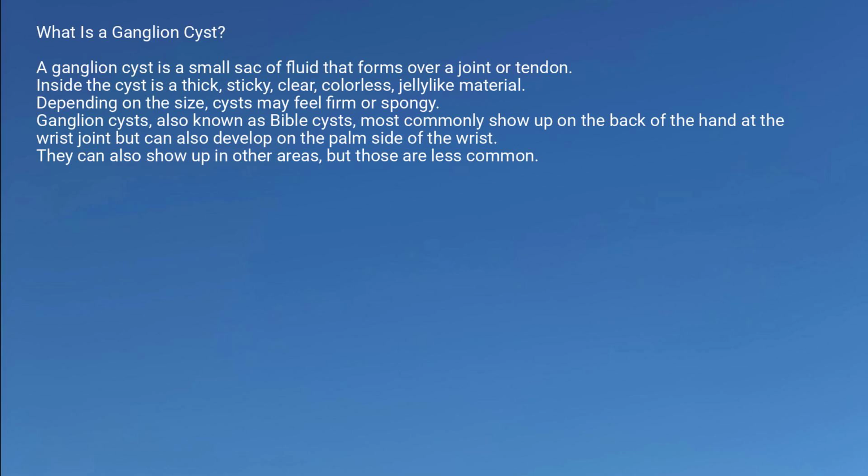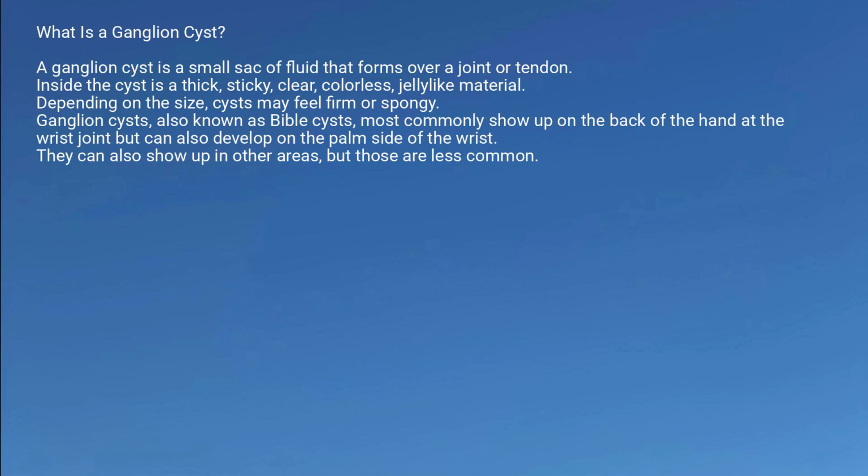What is a ganglion cyst? A ganglion cyst is a small sac of fluid that forms over a joint or tendon. Inside the cyst is a thick, sticky, clear, colorless, jelly-like material. Depending on the size, cysts may feel firm or spongy.